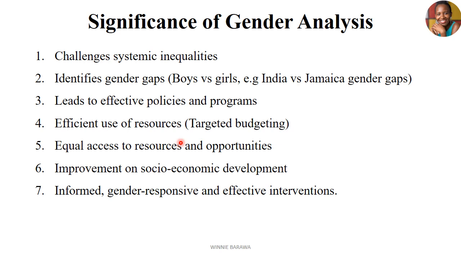And then number six, there is improvement in socioeconomic development, where you can actually see that if certain opportunities are not accessible to a particular gender, whether social or economic, then you can promote access to such livelihood examples. And lastly, there are informed, gender responsive, and effective interventions.